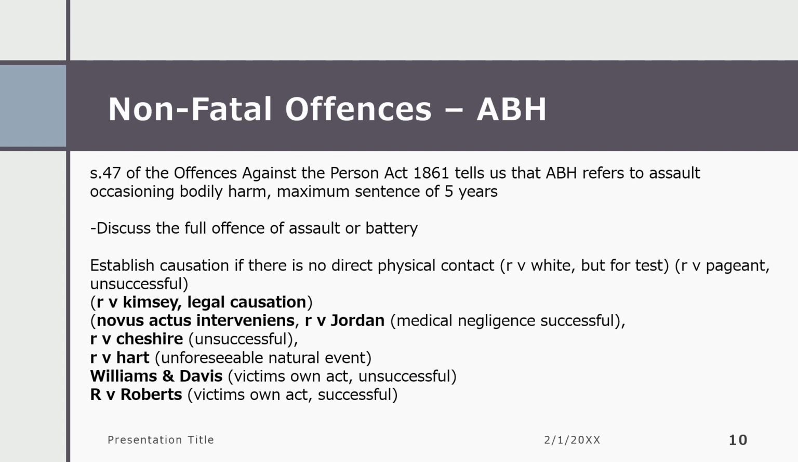R v Hart is a New Zealand case, so it tackles unforeseeable natural events. So these are things like tsunamis, earthquakes, tornadoes. Williams and Davies is the victim's own act, so that was unsuccessful. R v Roberts, victim's own act, which was successful. In R v Roberts, she jumped out of a car to escape danger. So although she acted, quote unquote, foolishly, it was the lesser of two evils between her suffering greater danger or being susceptible to greater danger.